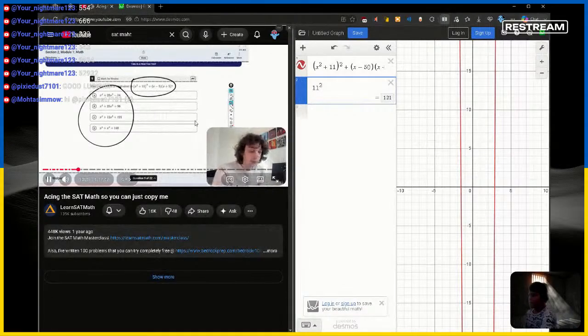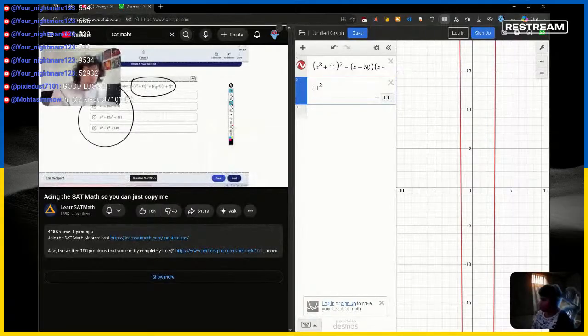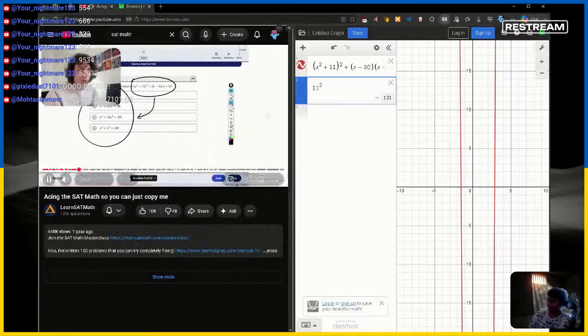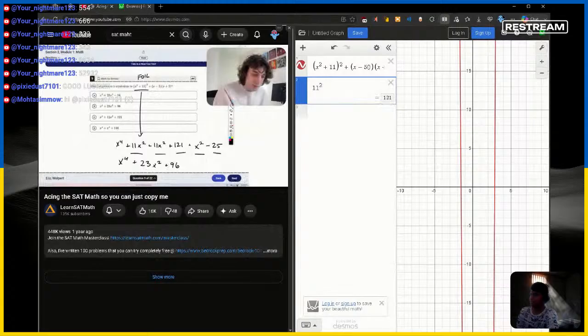What's different from the starting points? Well, there are only 3 terms, and so we need to somehow convert this into that by expanding, and then we have to combine our constant terms, where we get 96.